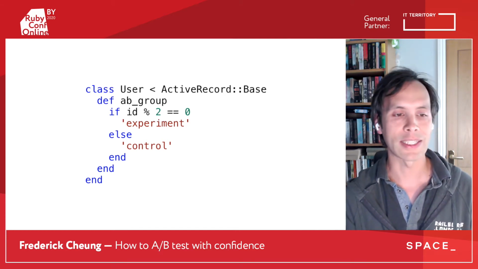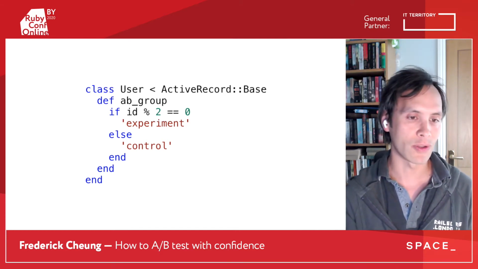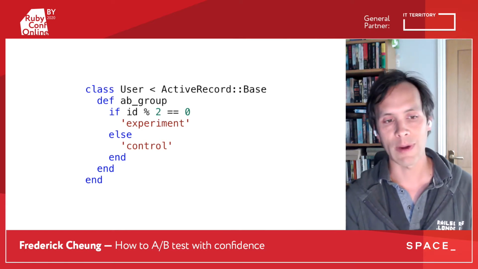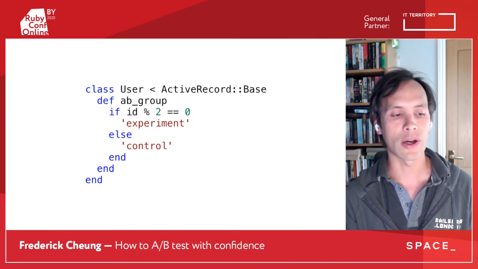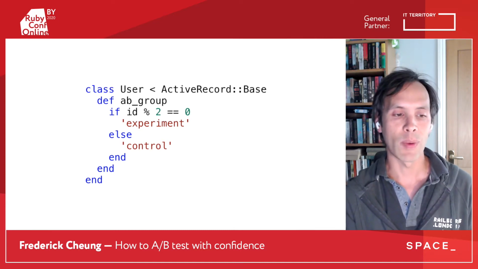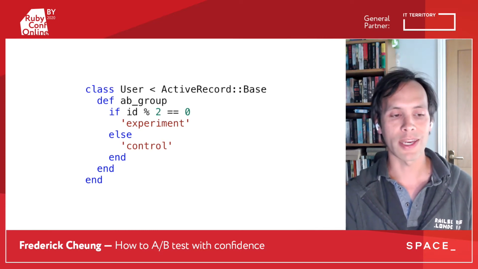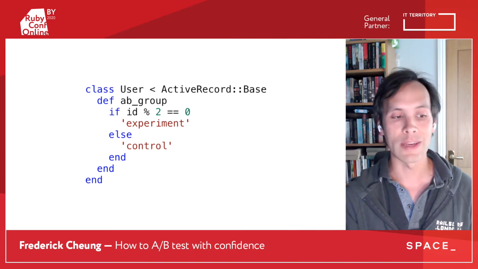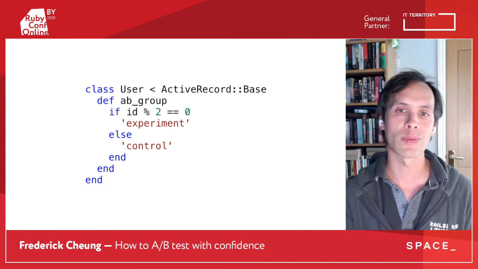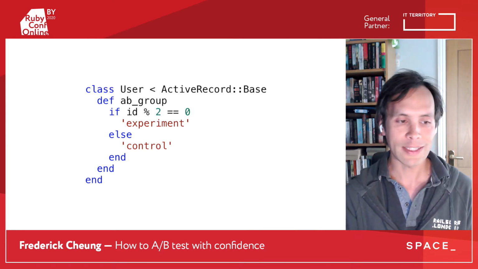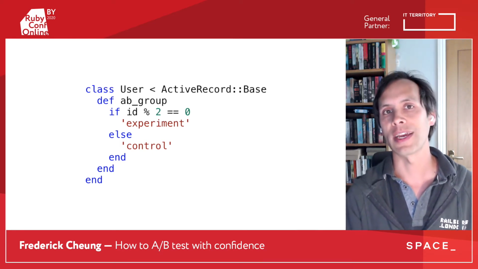The bad thing is that this AB group method, which returns experiment if the ID is even and control if the ID is odd, is something we reuse for a large number of tests. And what that means is that once you've signed up and you've been given a user ID, you're either always in the experiment group or always in the control group. And that has an effect that's very difficult to measure on the tests.